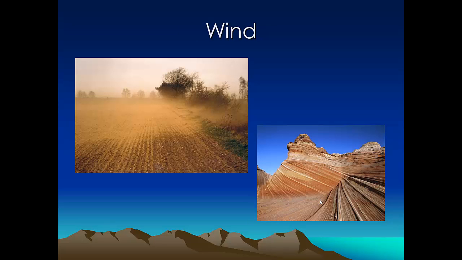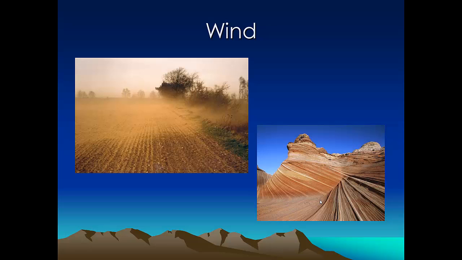Wind is also an agent of erosion. Once wind has broken down rock and made it smaller through the process of weathering, it can also carry that rock to a different location. You can see in the picture on the left that wind is carrying a lot of soil and a lot of dirt to a different location. That is an example of erosion.